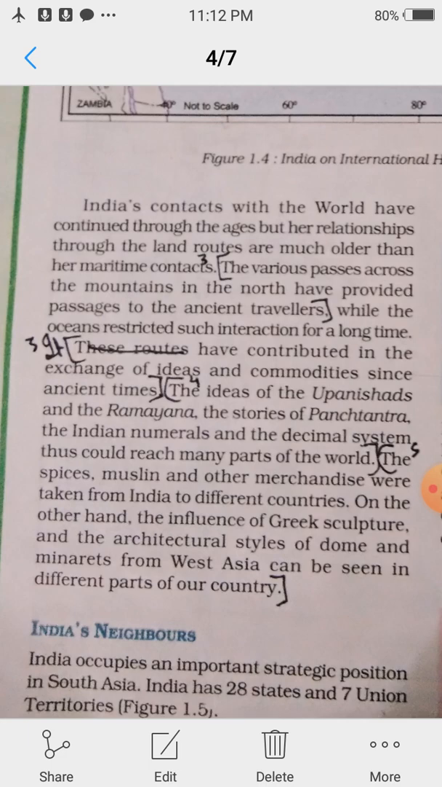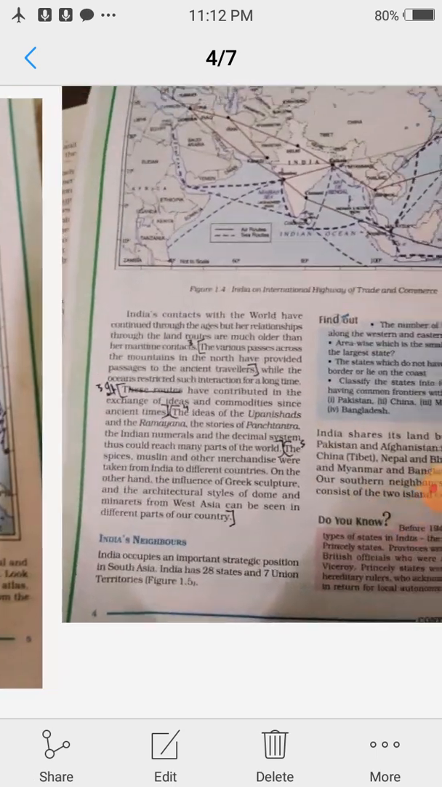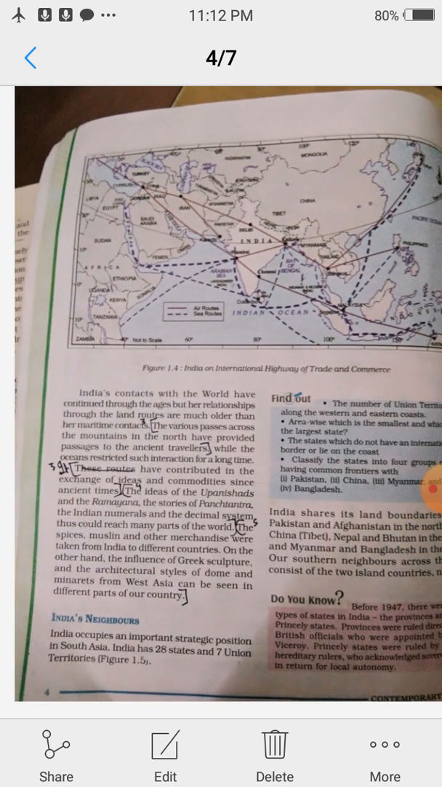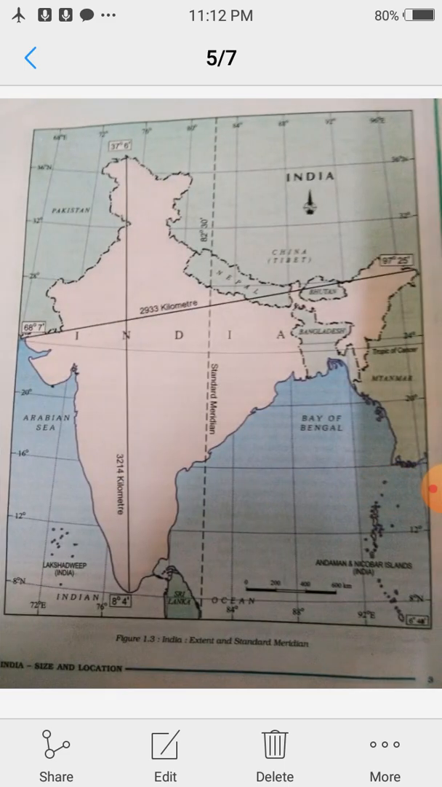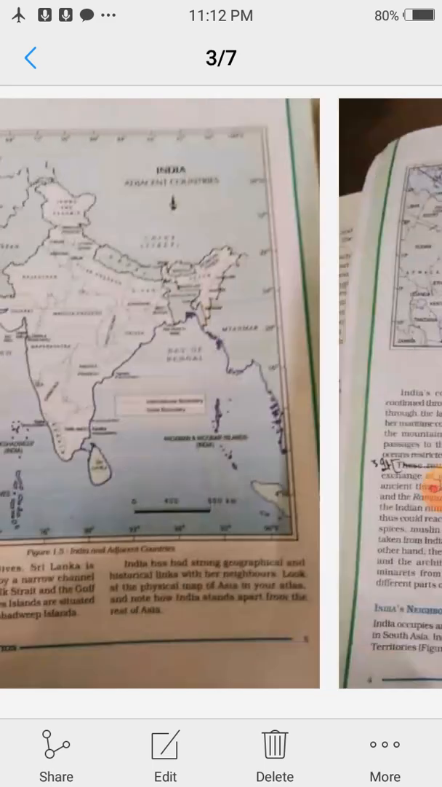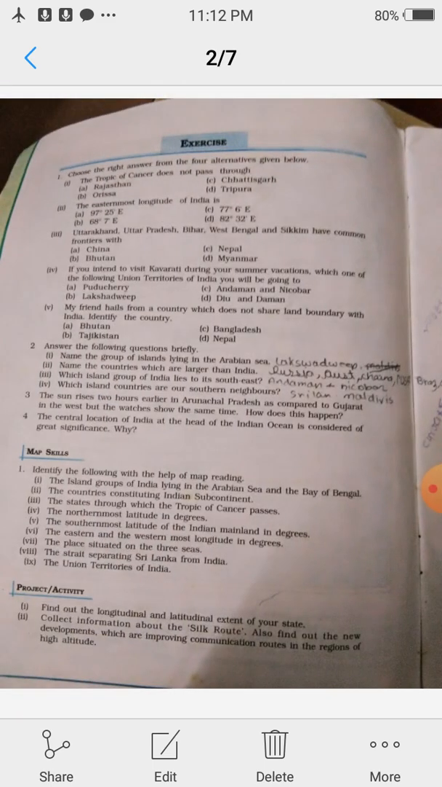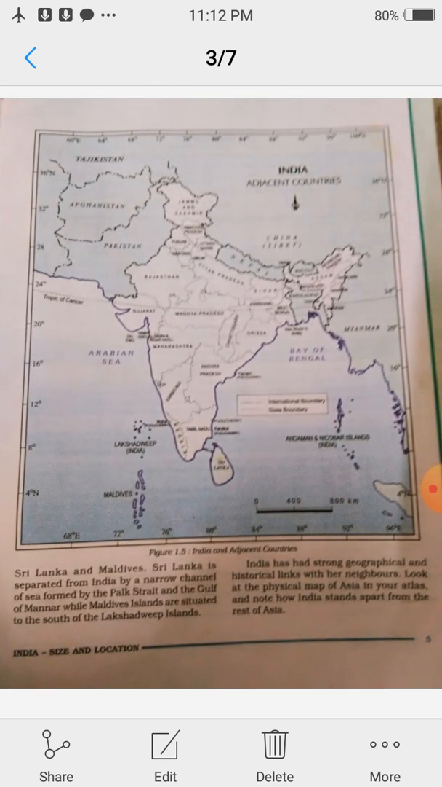Our southern neighbors across the sea consist of two island countries. Which are these? Which are these island countries? They are Sri Lanka and Maldives.